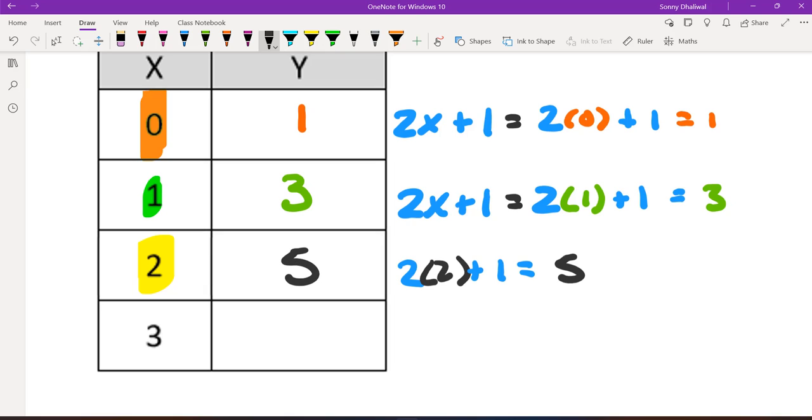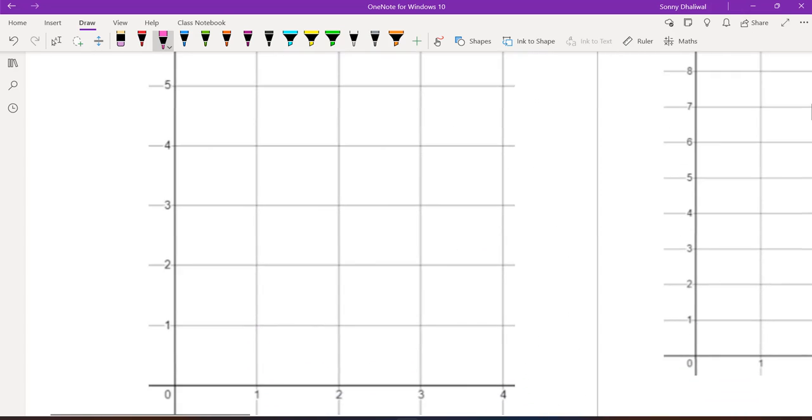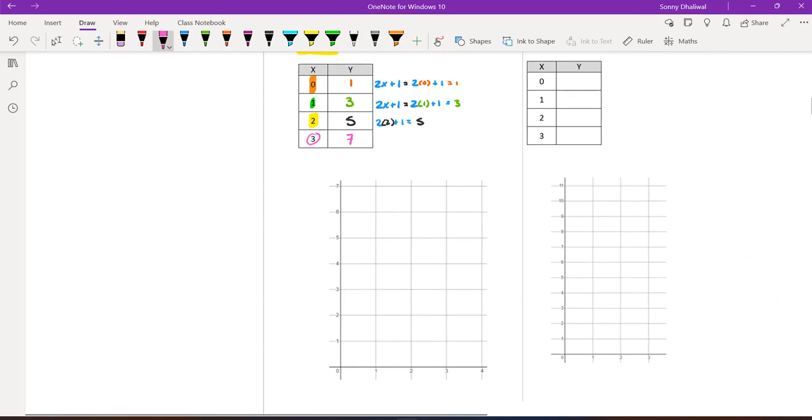All right? And finally, the last one, I'll do that in 3. Okay, so now we have 2 times 3, which is 6, plus 1 gives us 7. Okay, not too bad. All right? So now we have 4 points. We're going to graph these 4 points on this chart.